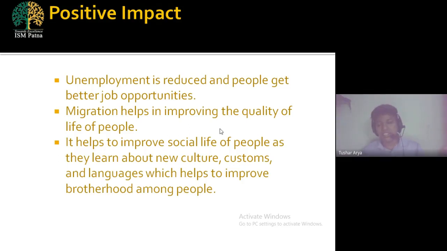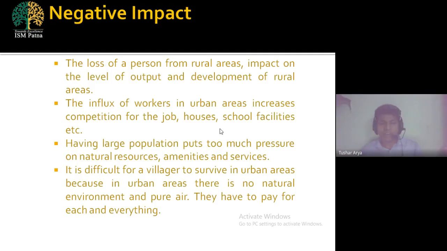We can't say that these are the reasons or the drawbacks of migration. Now, after having a positive impact, we will look at the negative impact of migration. The first point: the loss of people from rural areas has an impact on the level of output and development of rural areas. Because a day will come when no one wants to reside in rural areas, because they are thinking that they are not living their life.